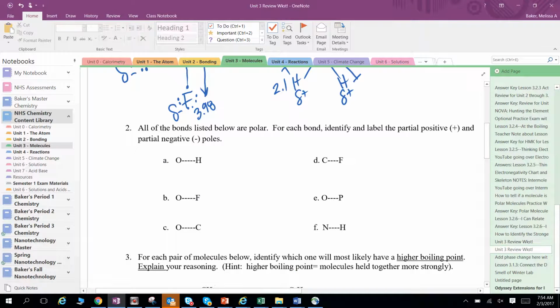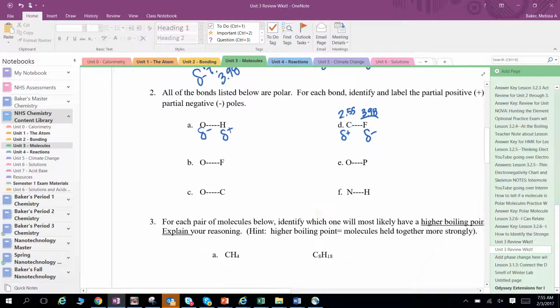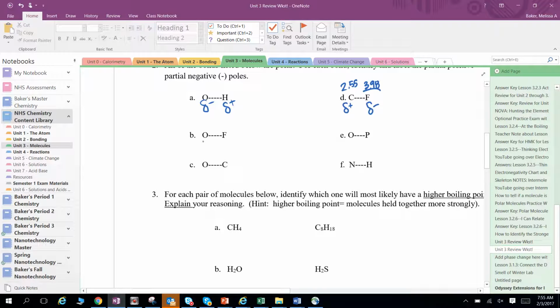Number 2 says, for each of these bonds, label which side has the partial positive and which side has the partial negative. Well, for letter A, we just did that one. The hydrogen gets the partial positive. For carbon and fluorine, you may need to reference your electronegativity chart to look at the values, but whichever one has the bigger number, that side gets the partial negative because it's stealing electron cloud. O and F, we just did this one as well. The oxygen in this case is partially positive.